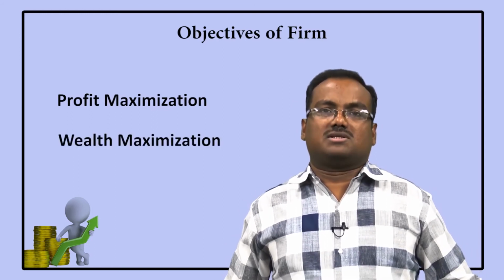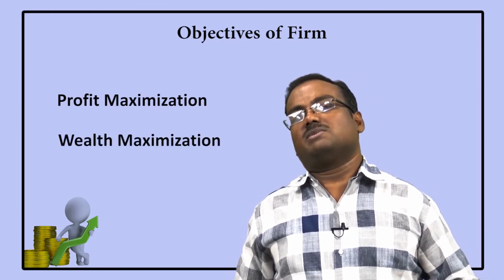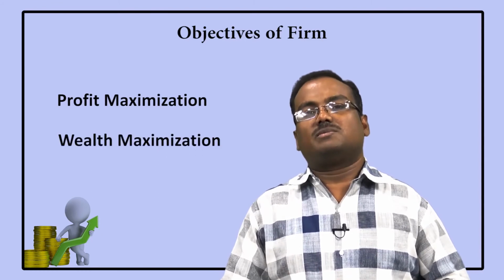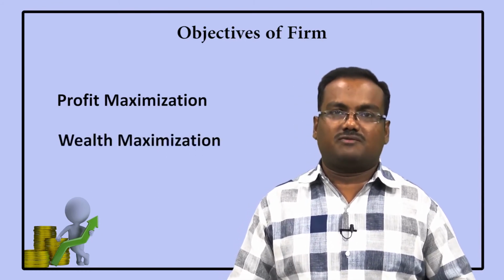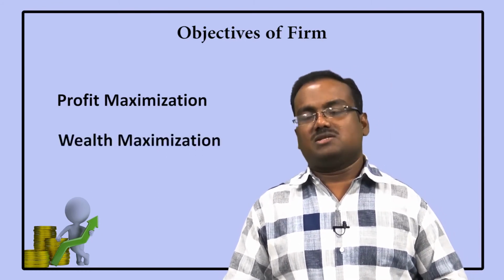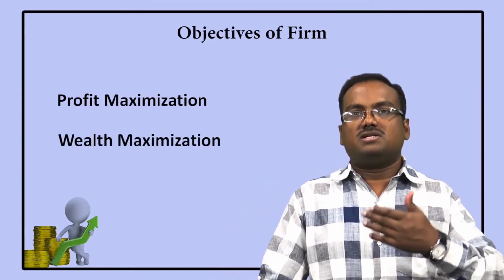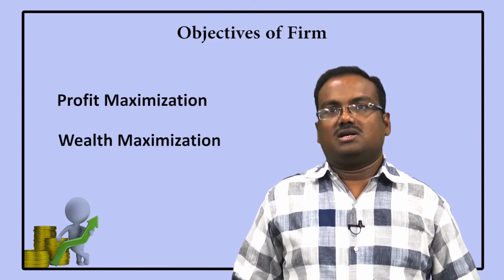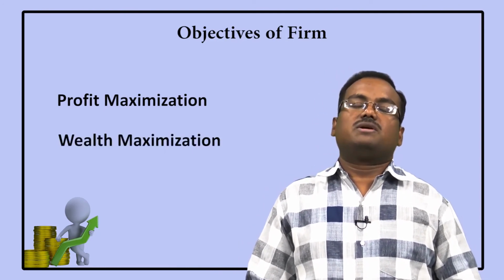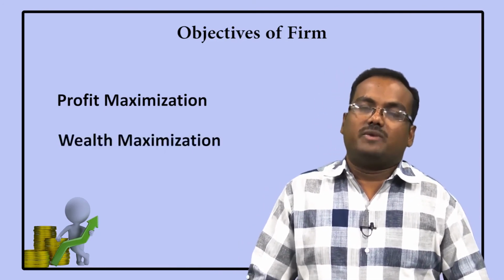Next is wealth maximization. Apart from profit maximization, nowadays we have a new concept: the objective of the firm is wealth maximization. What is wealth maximization? Wealth maximization is generally considered to be the increase of the net present value of the business. If we are able to increase the net present value of the business, that means wealth maximization.